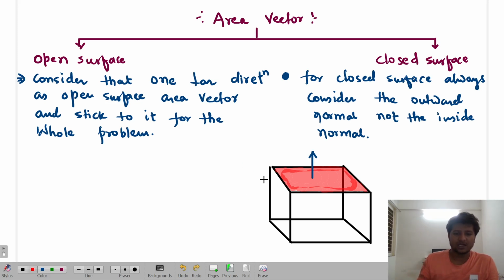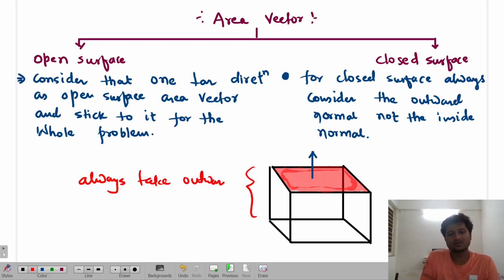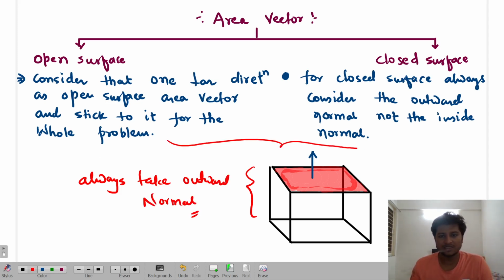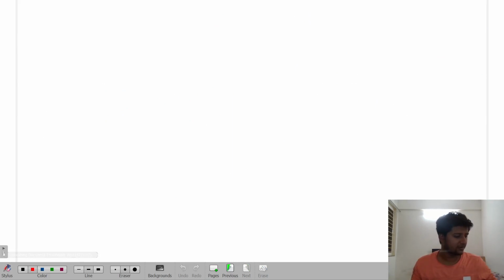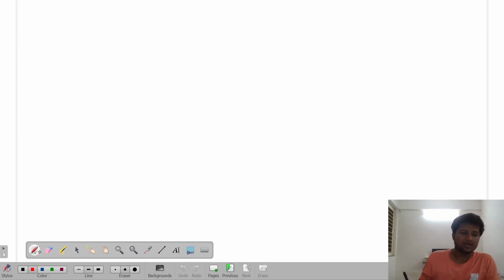So for any kind of closed surface, always take the outward normal. That means in our whole calculation, whenever we stick to a problem, we have to consider only one way of the normal. That is the difference between an open surface and a closed surface. Is that clear? Okay, so let us try one question on area vector, then I will move to the concept of flux.